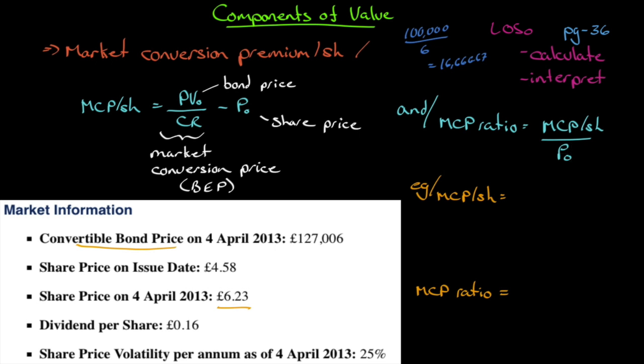It always looks better in an example, doesn't it? So let's do one. Let's calculate the market conversion premium per share. We're going to need the market price of the bond. We see here the convertible bond price on April 4th: 127,006.